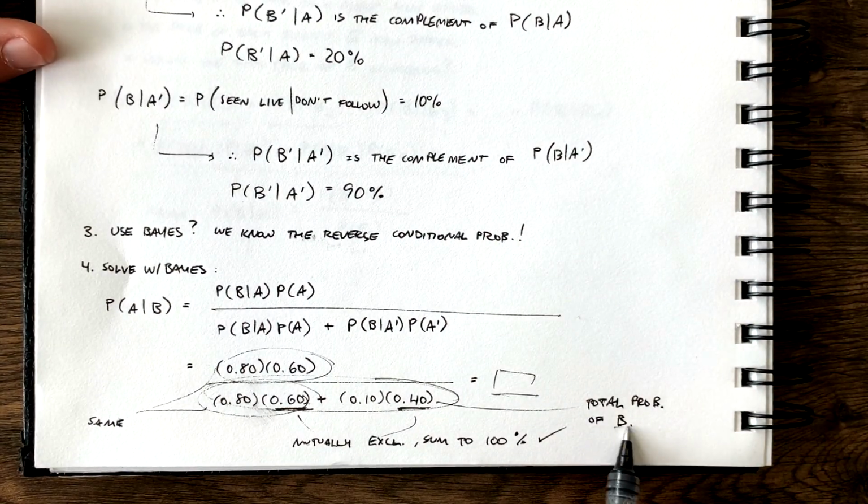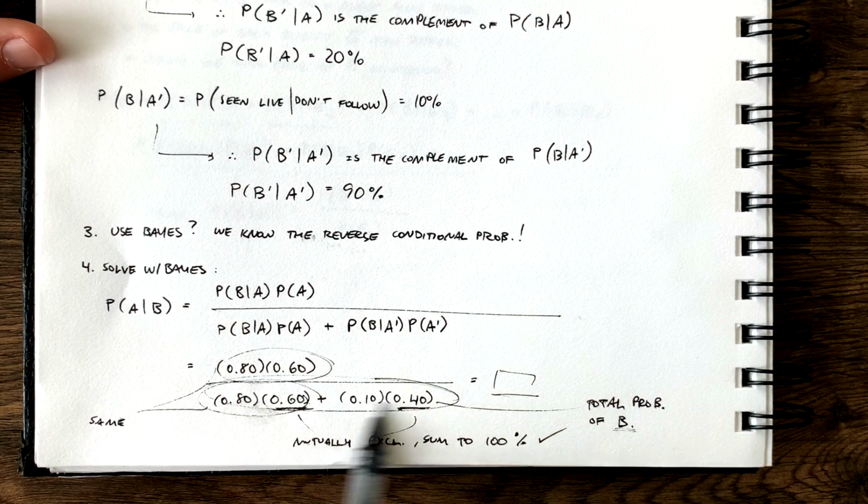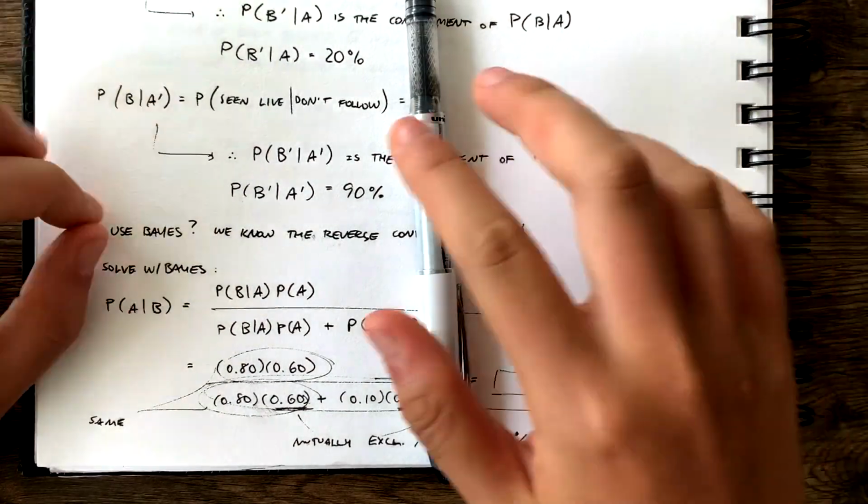Alright, and that's pretty much all for today. Today we went over conditional probability as well as Bayes' theorem when we know reverse conditionals.